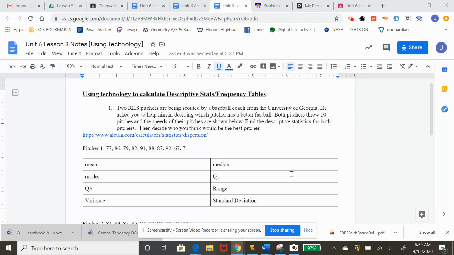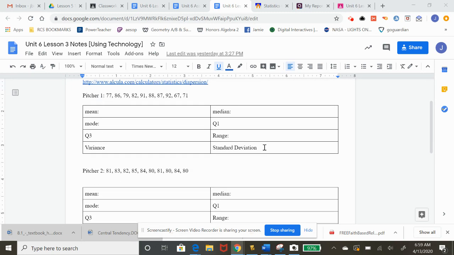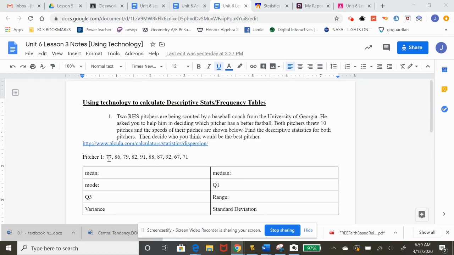If we have to find standard deviation, you don't have to find it by hand anymore. Just go ahead and use the technology. Okay, so it's going to be real simple. We'll just copy and paste our numbers into that website and it'll spit out all of these statistics, which will make it really nice on us. So we're just doing two quick problems.